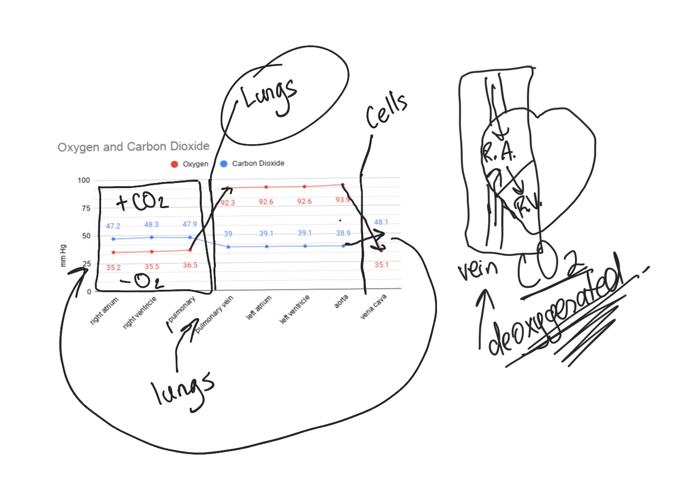Here, this should say pulmonary artery. Remember, arteries are always going away from the heart. I always thought: artery starts with an A, away starts with an A. That's just a neat trick if you ever get confused about what arteries and veins do or in which direction they go.